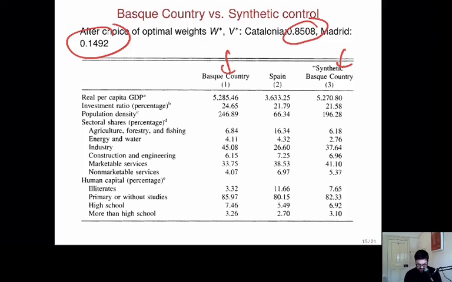And so you can see here that in terms of literacy rates, it doesn't do a perfect job, but it's definitely closer. The synthetic control is definitely closer to the actual treated unit. And you can see in terms of GDP, it hits it pretty well. In terms of population density, it's also a lot closer, and so on.